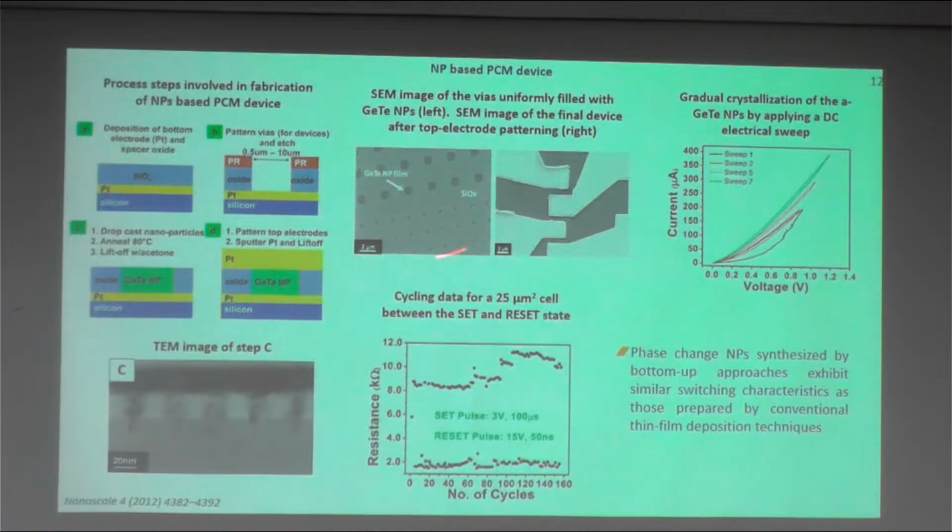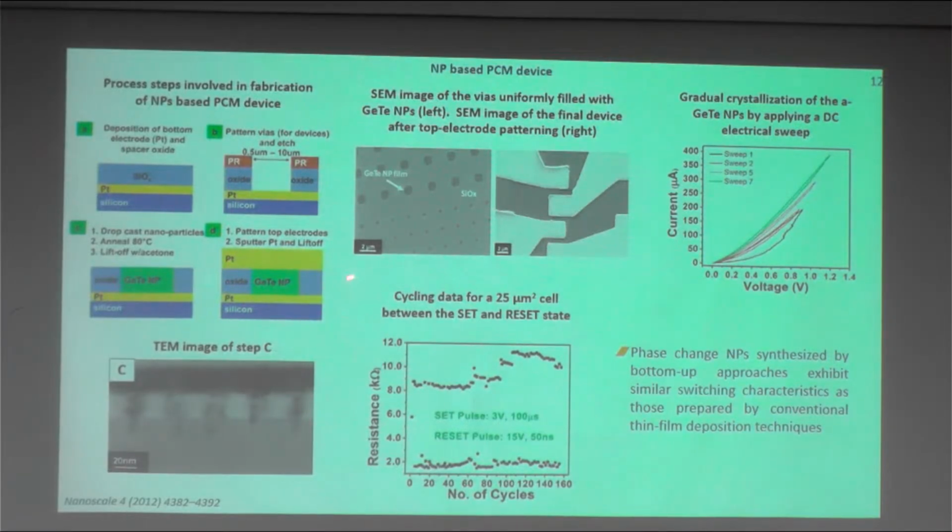Then the properties of such devices were tested. This shows the contacting of these nanoparticles. This is the nanoparticle thin film here with such a hole. They can produce different holes, and these are metal contacts here. First they studied the crystallization of such amorphous nanoparticles by applying a DC pulse. You can see here nicely that they showed the switching characteristic for different steps.